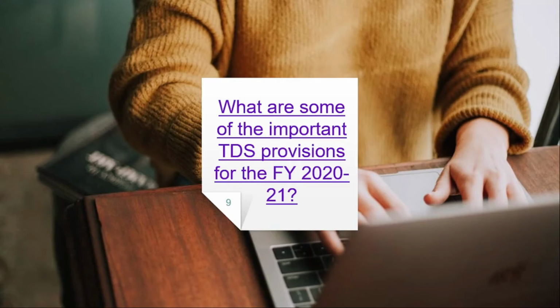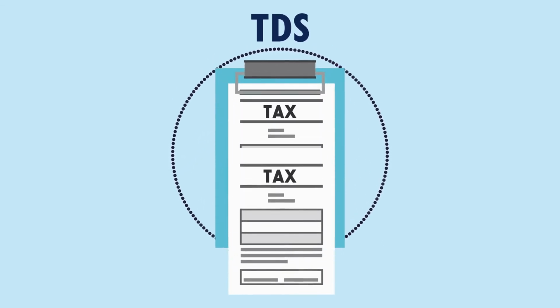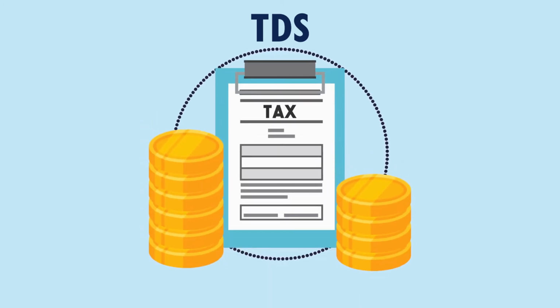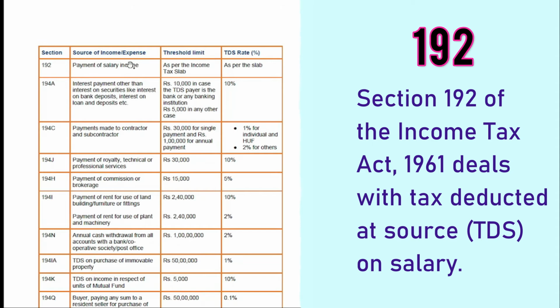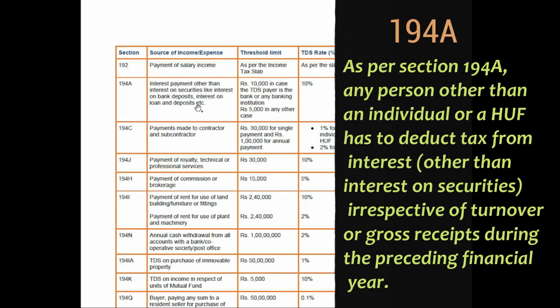Now we come to some of the important TDS provisions for the financial year 2021. We have to keep in mind that these are very few selected provisions, as giving all the provisions is out of scope of this video. As is available on your screen, we start with section 192, that is the payment of salary income. The threshold limit shall be as per the income tax slab and the TDS rate shall also be as per the slab. Next is 194A, that is interest other than interest on securities, like interest on bank deposits, interest on loans and deposits, etc.